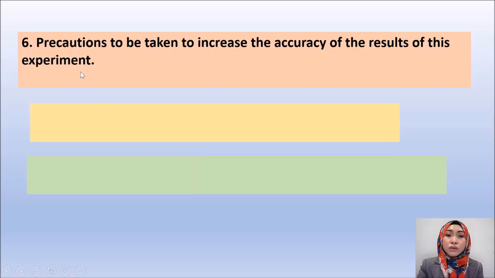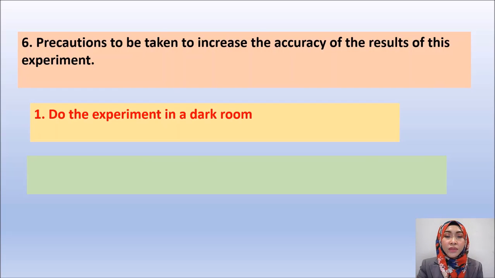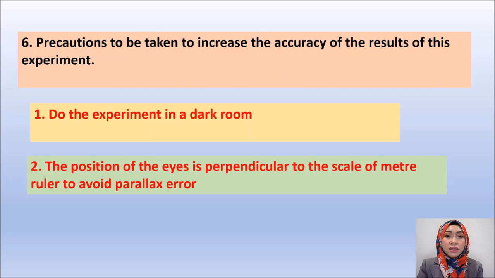Precautions to be taken to increase the accuracy of the results of this experiment. This experiment involves light, so it should be done in a dark room. This experiment also involves a measuring instrument, a meter ruler. Another precaution you could write is that the position of the eyes should be perpendicular to the scale of the meter ruler to avoid parallax error.